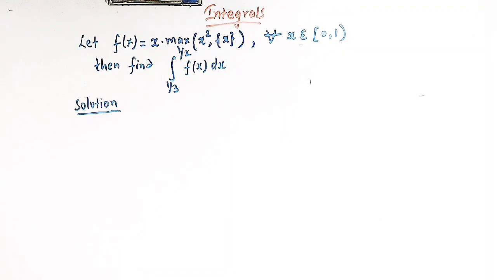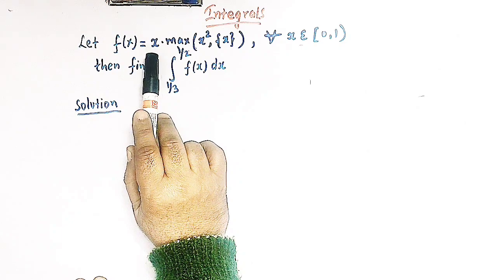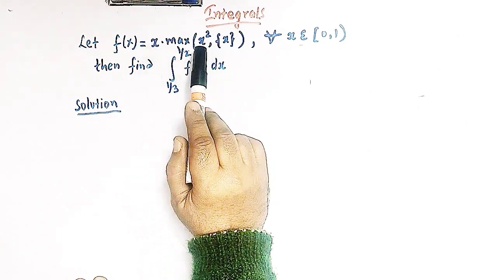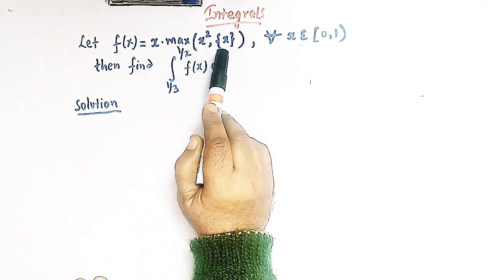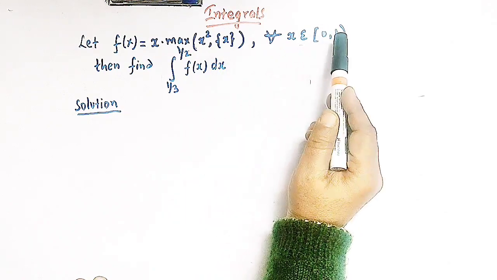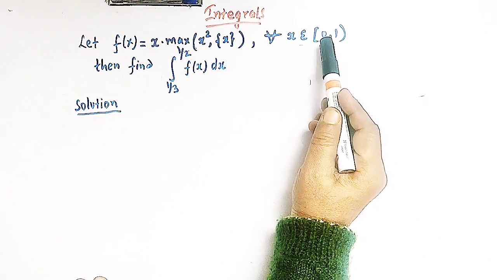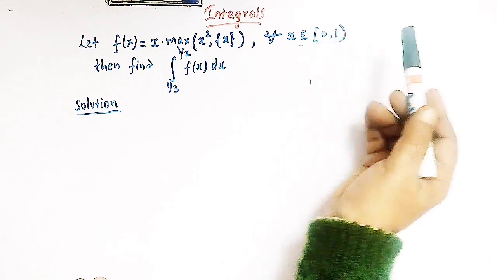Hello viewers, in today's session we are going to discuss an important and conceptual problem from definite integrals. And in this session we are going to discuss this problem where we are given a function f of x which is equal to x times maximum of x square and fractional part of x for all values of x belonging to the interval [0, 1), where 0 is included and 1 is excluded.